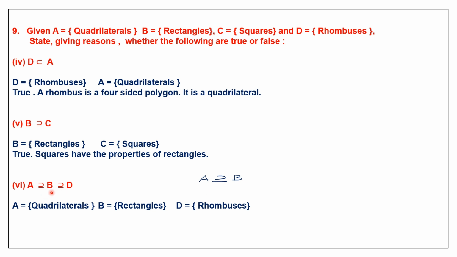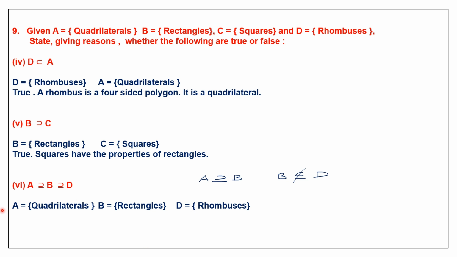Now let's go to the next part. B is a superset of D. That means B is rectangles and D is rhombuses. All the elements of set D, that is rhombuses, should be in set B. Is that true? That is not true. So B cannot be a superset of D.